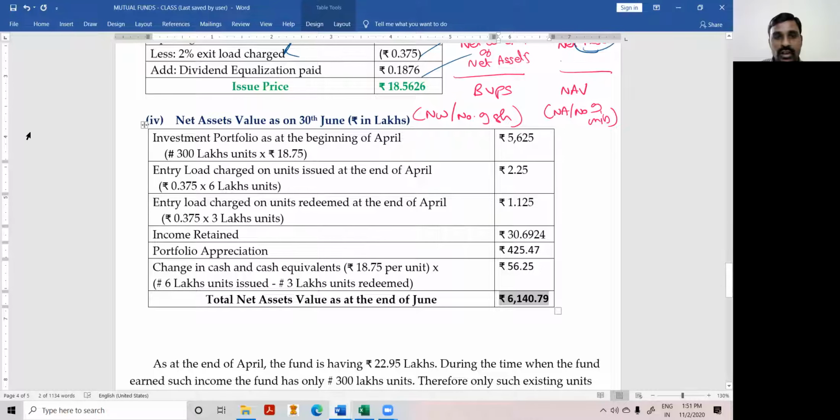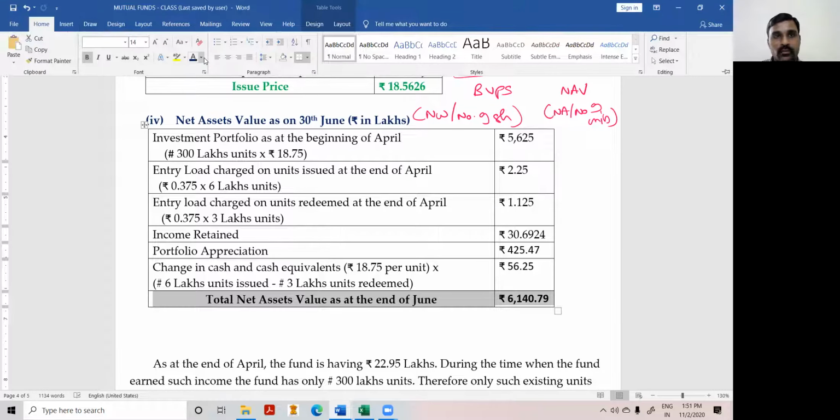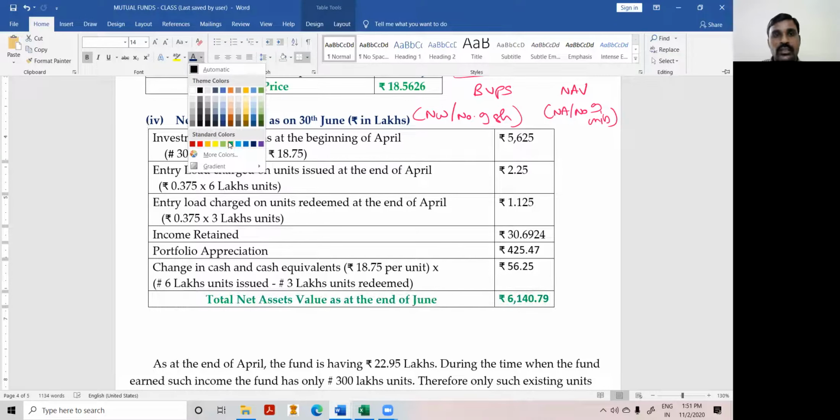Okay. So this is the final answer: total net assets value as at the end of June. Let me take it. Okay. This is what the problem is.